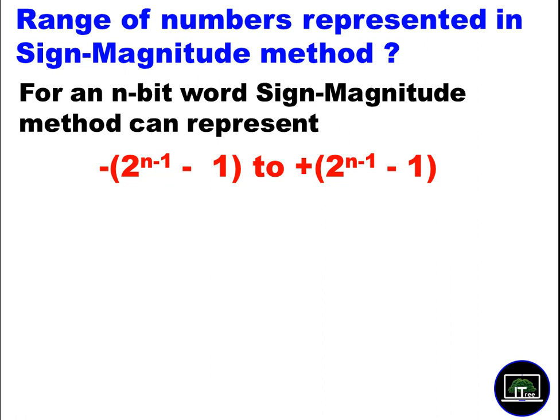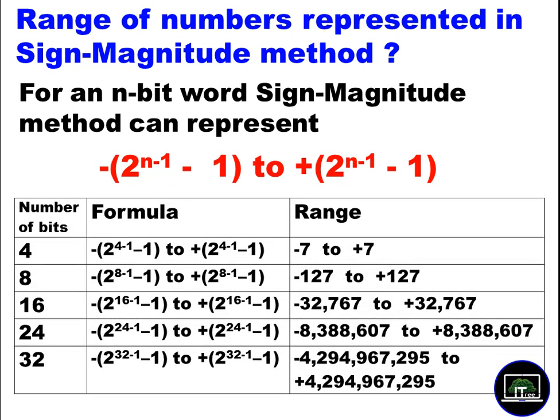Two, it goes positive 2 to the power n minus 1, to minus 1. If you use 4 bits, you can see now the range will be from negative 7 to positive 7, minus 7 to plus 7. If you use 8 bits, the range becomes negative 127 to positive 127.